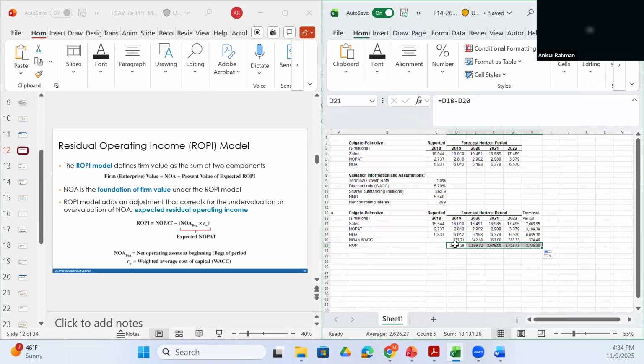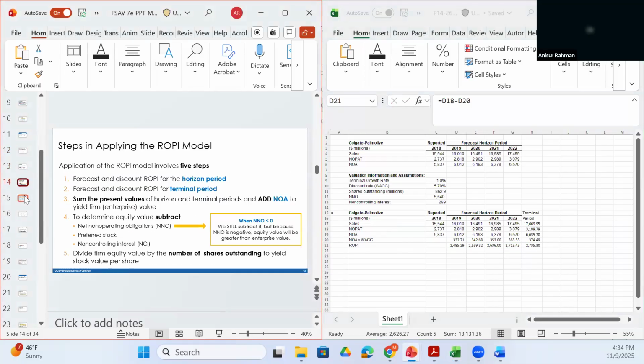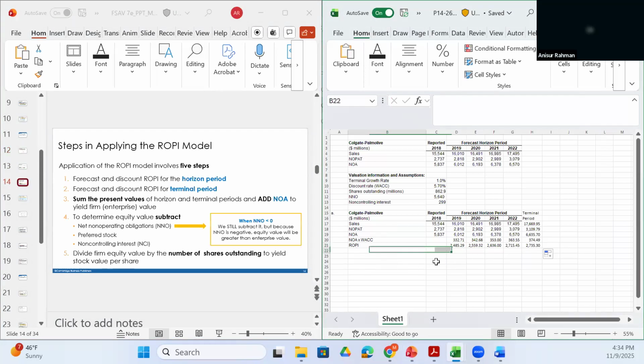So we forecasted ROPI. What was the second step? We have to discount. That means we have to calculate the present value. So I will say present value of horizon ROPI.